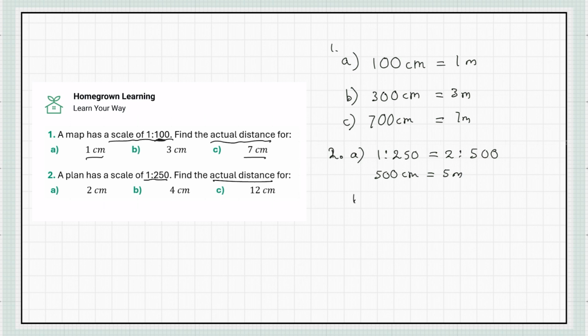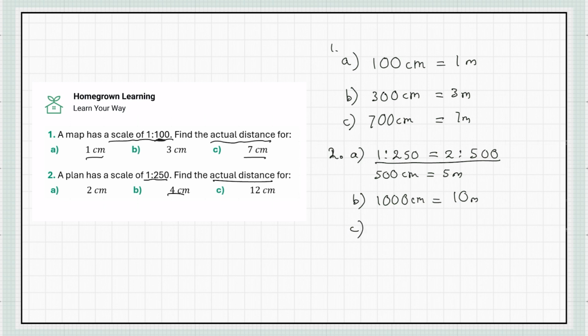Okay, it's very easy to skip doing this though. You don't always have to do it. You can just recognize that you are taking your scaled amount and multiplying it by the scale that is required. So 4 times 250 will be equal to 1,000 centimeters, which is 10 meters.